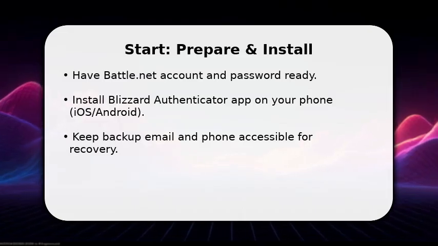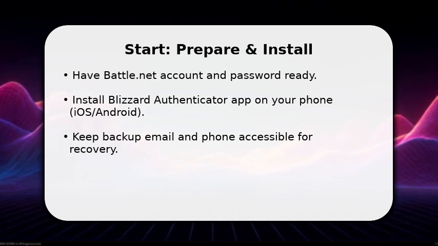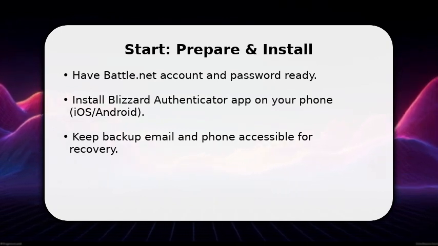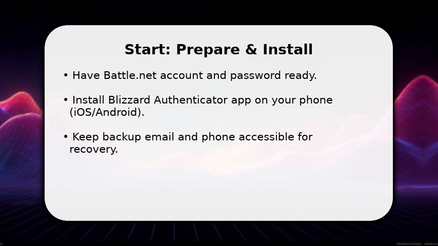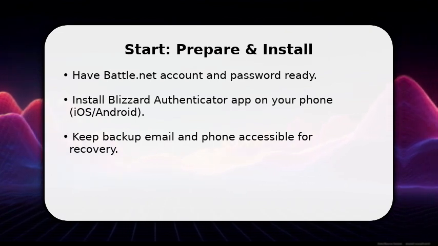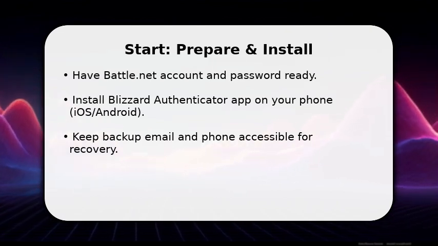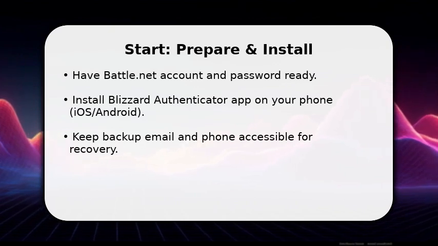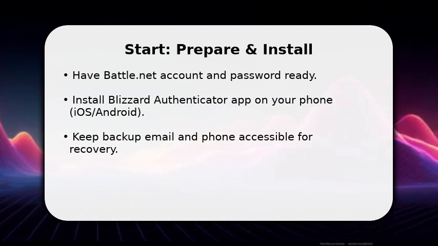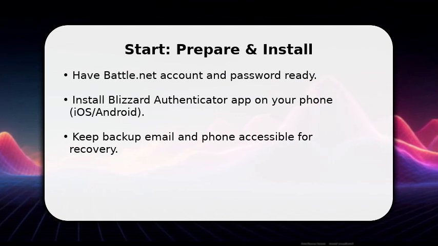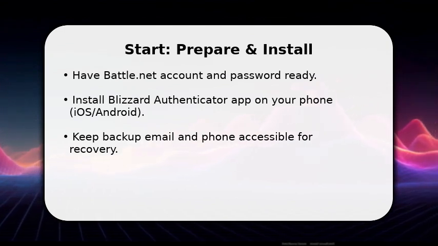You begin by opening the Battle Net account page and signing in. This makes the link immediate. Next, install the Blizzard Authenticator app on your phone and grant required permissions so it can run in the background. Once done, choose to add an authenticator in your account settings. This generates a QR code or key.